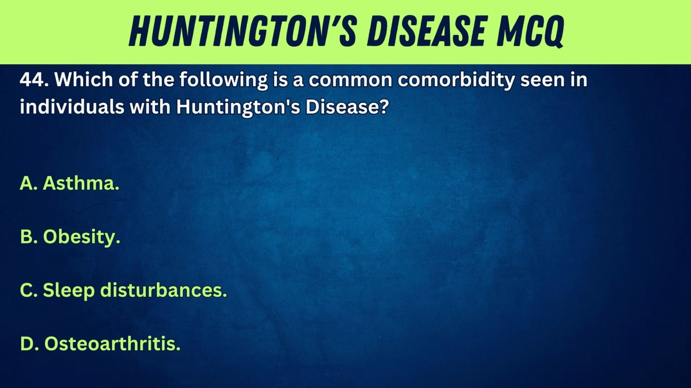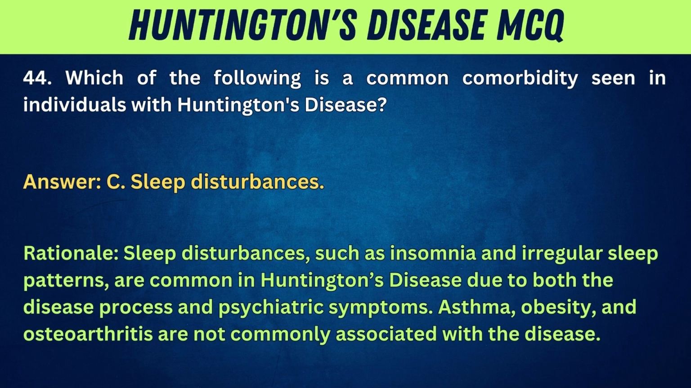44. Which of the following is a common comorbidity seen in individuals with Huntington's disease? A. Asthma. B. Obesity. C. Sleep disturbances. D. Osteoarthritis. Answer: C. Sleep disturbances. Rationale: sleep disturbances, such as insomnia and irregular sleep patterns, are common in Huntington's disease due to both the disease process and psychiatric symptoms. Asthma, obesity, and osteoarthritis are not commonly associated with the disease.